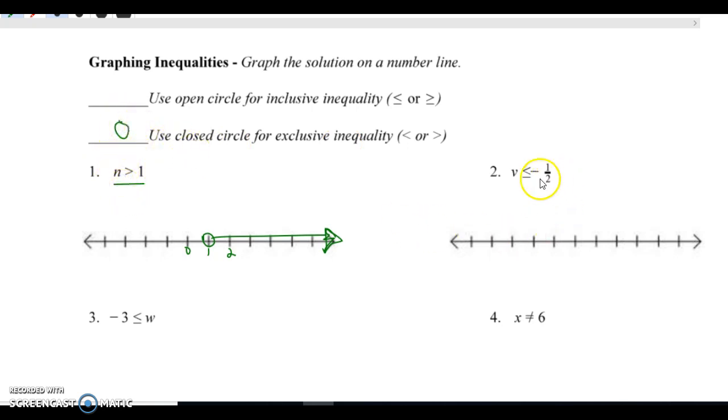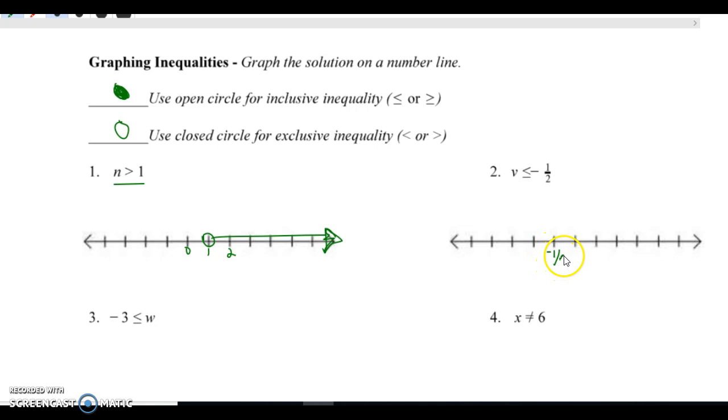In this example, we're going to include a negative half in our answer set. So we're going to use a closed circle to represent the number is included. So again, open circle represents a number that is not included, so 1 is not part of the set. And then closed circle means that the number is included. Okay, let's go to example 2. I'm just going to put a negative half right here.